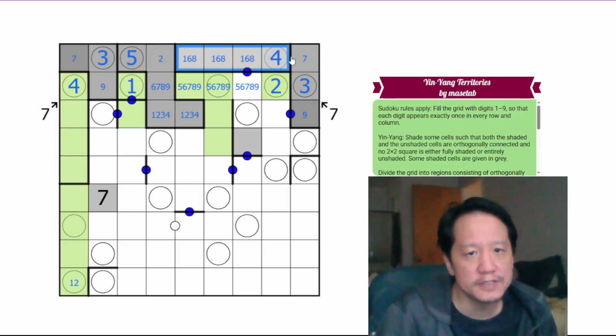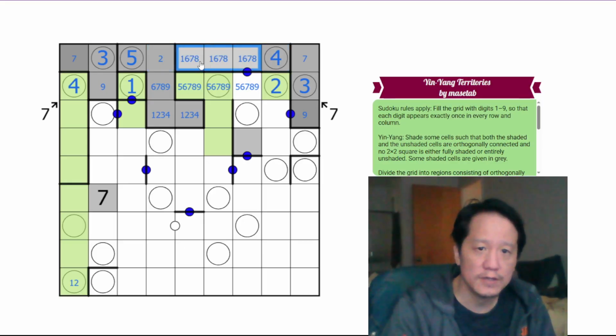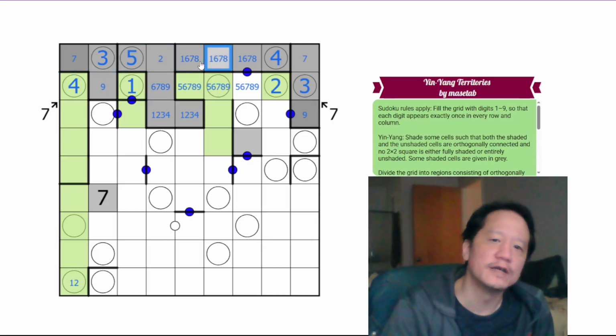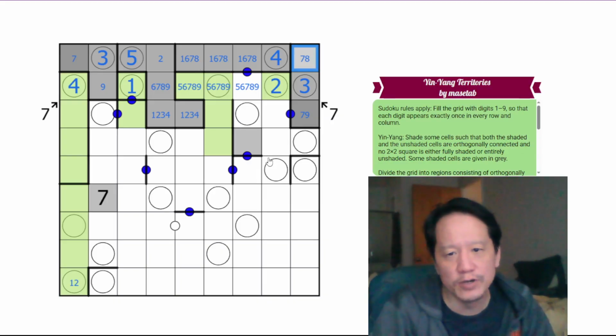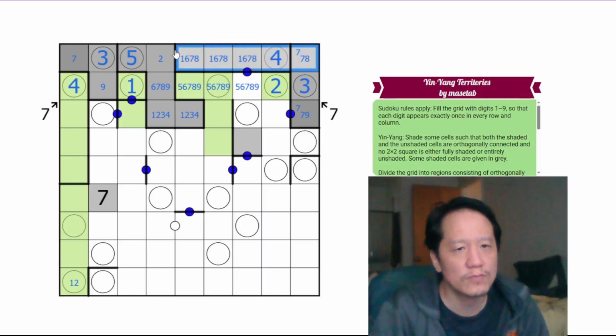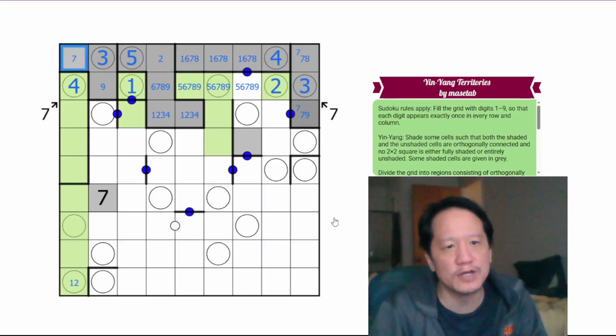Or to add up to 18, it can only be 1, 6, 7, which would force this to be 2 either way. This would have to be 8 and 9 as a pair, so then this would be 8, which would force this to be 7. So either way, we're guaranteed a 7 in one of these cells. This would be 8, this would have to be 9 and 6, and we're guaranteed one of these is a 9.